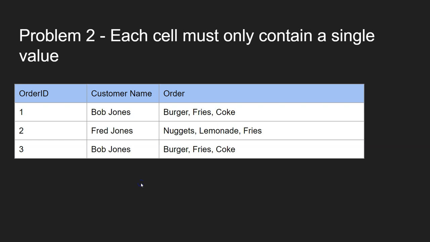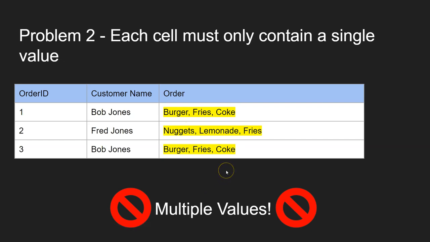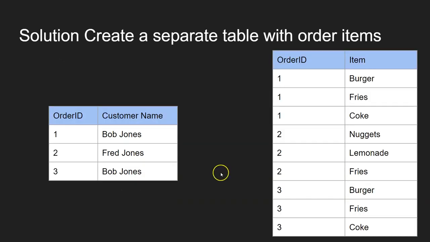Second part, let's have a look. Each cell must only contain a single value. Well, as you can see here, this cell doesn't contain a single value. It contains 3 items, a burger, fries, and Coke. In fact, all of them do. So that's no good. What we need to do there is move those into a separate table so that each row only has 1 item.